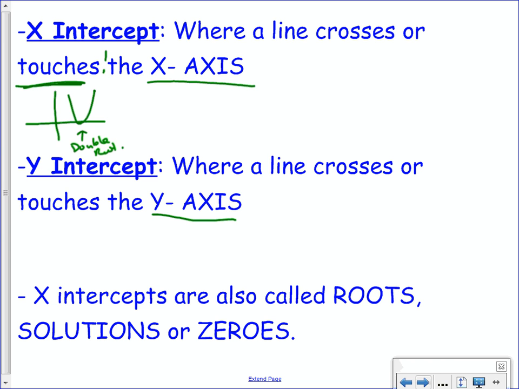The very first question on tomorrow's quiz is, what are 3 other names for the x-intercept? And those are, repeat after me: roots, solutions, or zeros. It's okay. Zeros.